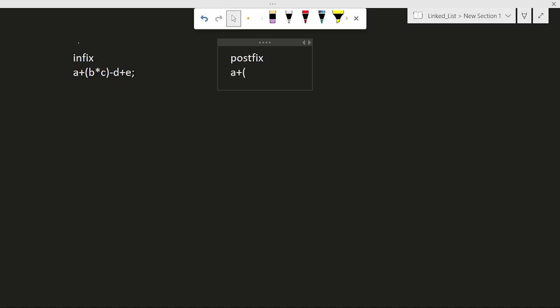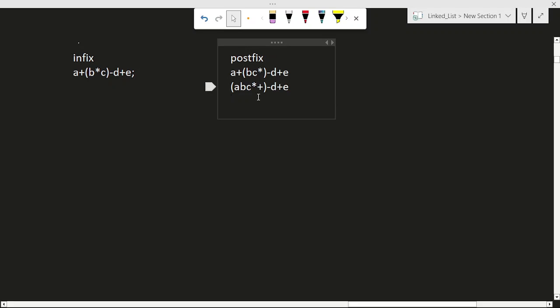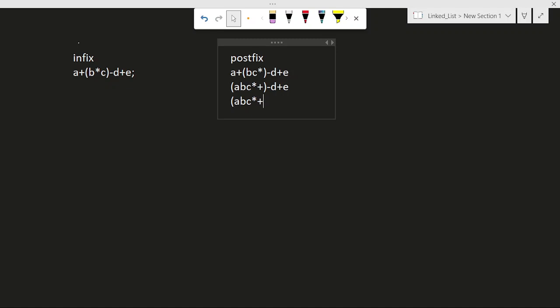A plus b star c. Since star has more precedence, I will do a b c star. After that, minus d plus e. After that I should go left to right associative. So I will take a b c star, then plus, then minus d plus e. After that I need to compute this minus. For that, a b c star, plus will be there, then I give d, then I add minus.